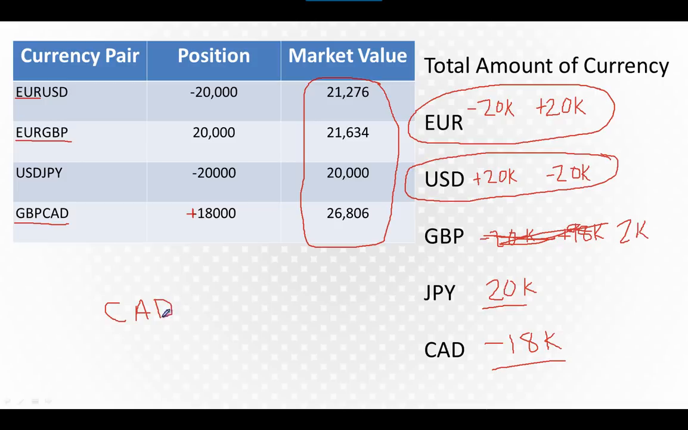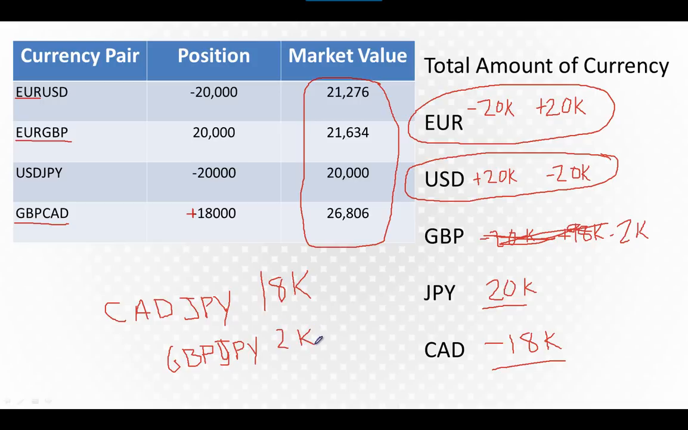Sorry, it's going to be short CAD yen. Yeah, let's throw a minus up there. And again, anyway, it's going to be 2 positions. It's going to be 18K of CAD yen, and it's going to be 2K of pound yen.